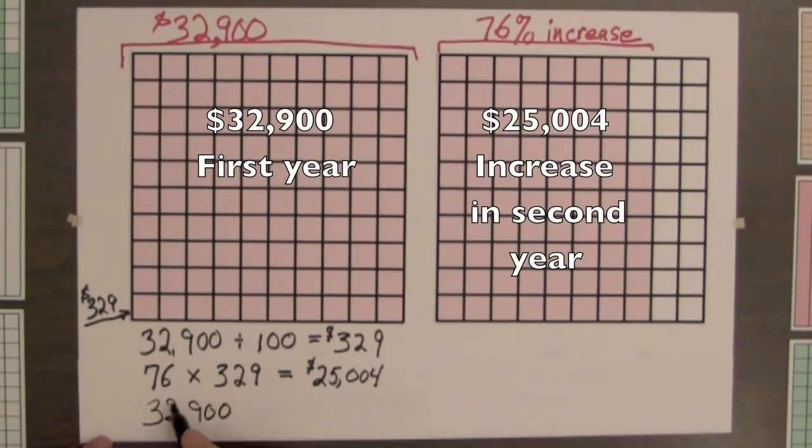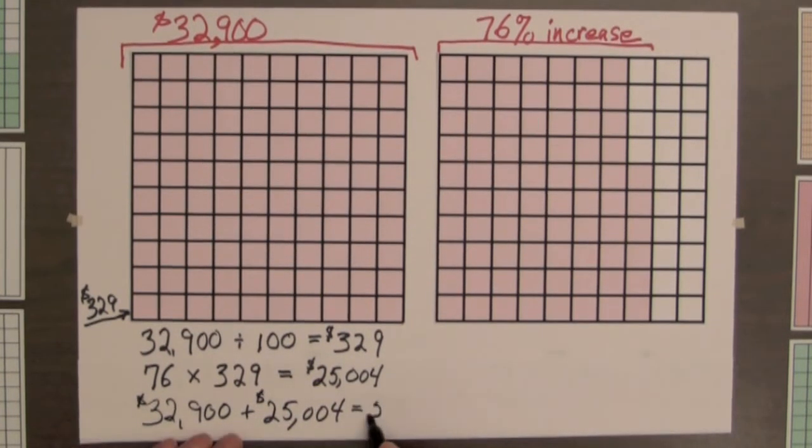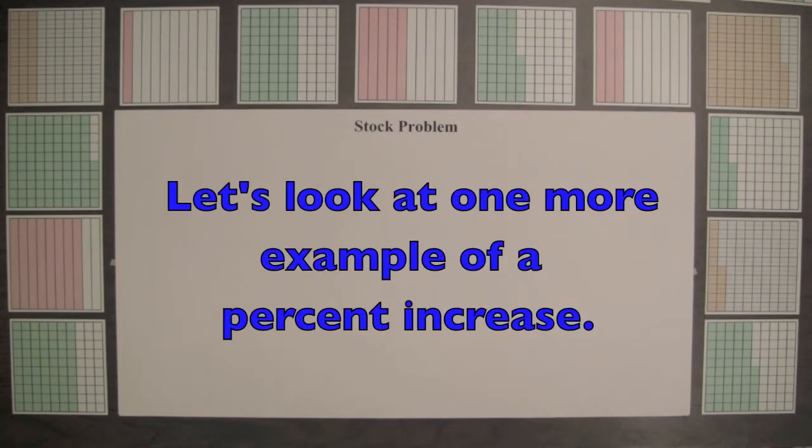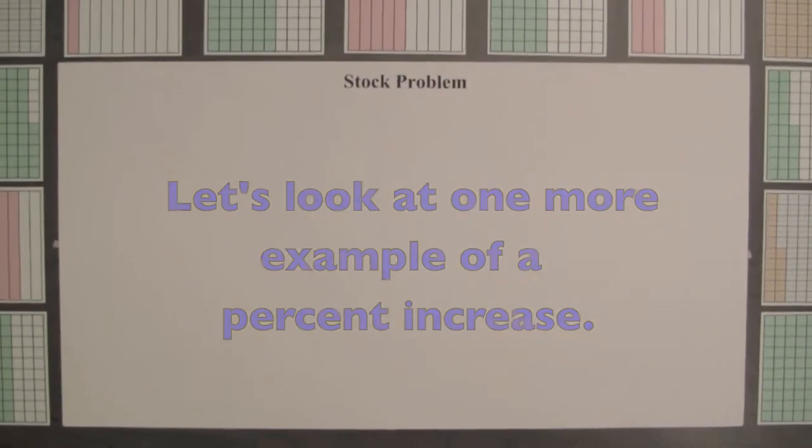So the profit for the second year was $32,900 plus $25,004, and that equals $57,904. The second-year profit of $57,904 can also be found by multiplying the value of one small square, $329, by 176, the total number of small squares. Let's look at one more example of a percent increase.